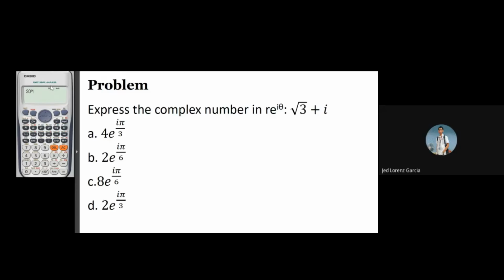Sir, wala po sa akin. Okay. Kay Engineer Joffrey, pi over 6 po. Equals pi over 6. So, letter B. So, marunong kayong mag-convert na ngayon ng degrees to radian.